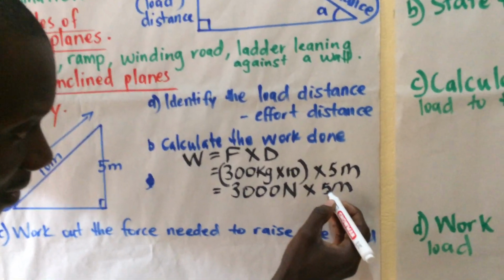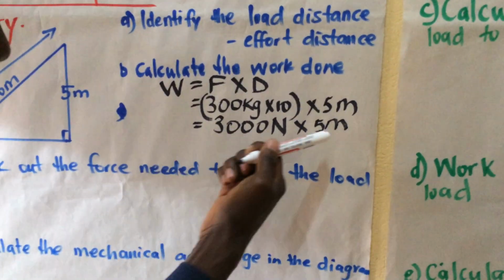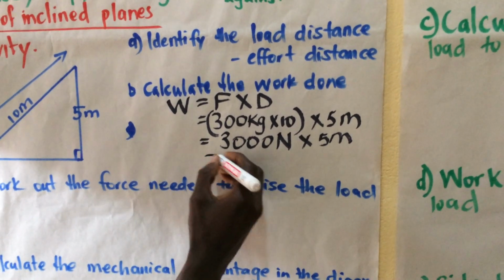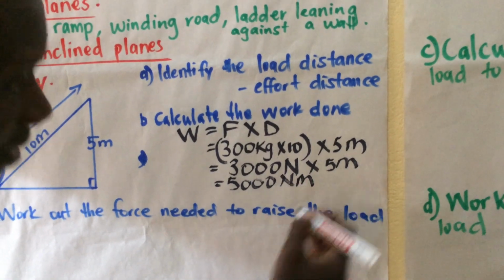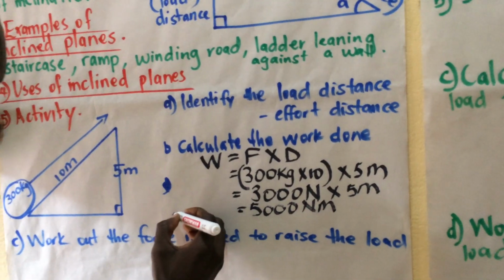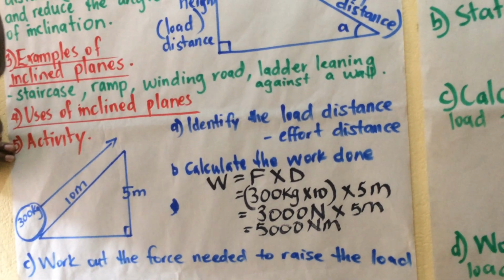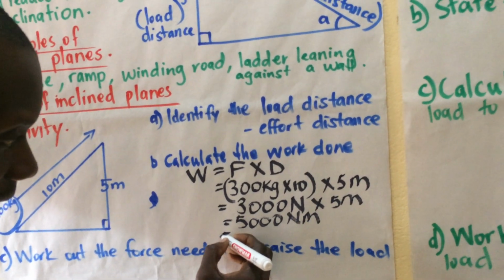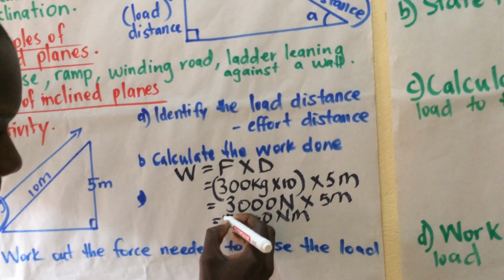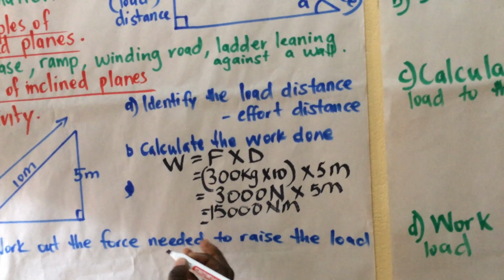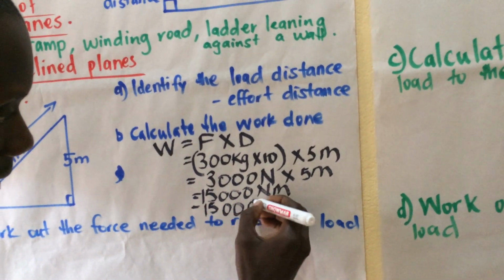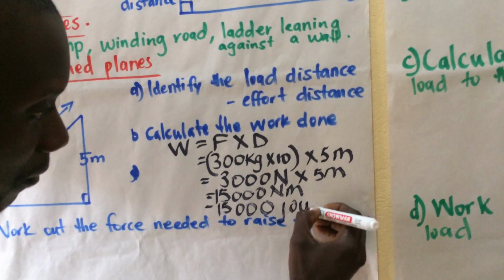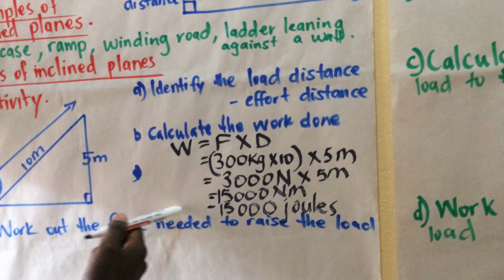Which will give us 15,000 Newton meters. Now, 1 Newton meter is equal to 1 joule. Therefore, 15,000 Newton meters is equal to 15,000 joules. My space is not enough, otherwise I'm supposed to show that.